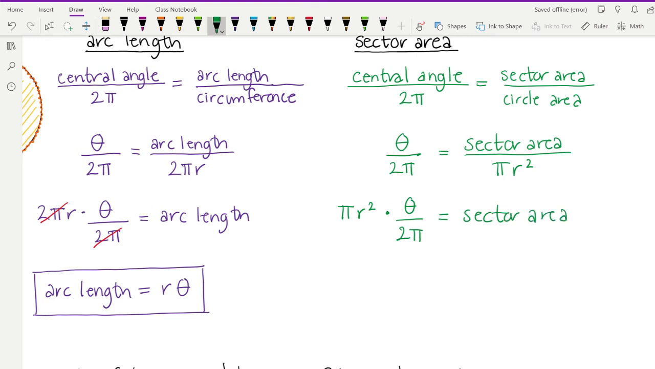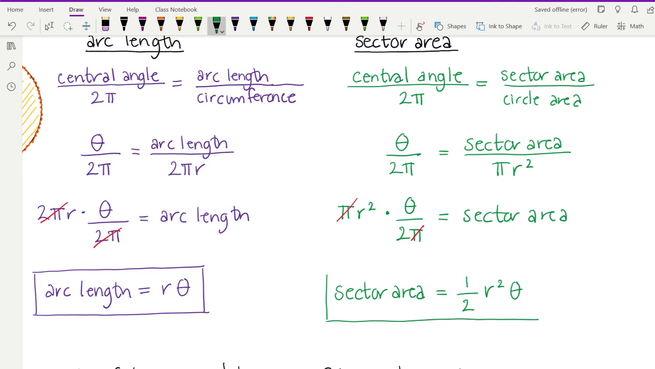So again, things are going to cancel out. It's not quite as clean as the last one, but we see that the pi's cancel out. And so what we're left with is that the formula for sector area is equal to 1/2, right? Because we have theta over 2. We can rewrite that as 1/2 times r squared times theta. Or you could write it, if you wanted to, as r squared theta over 2.